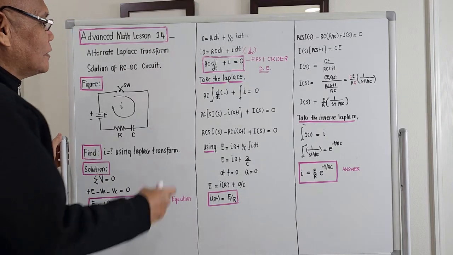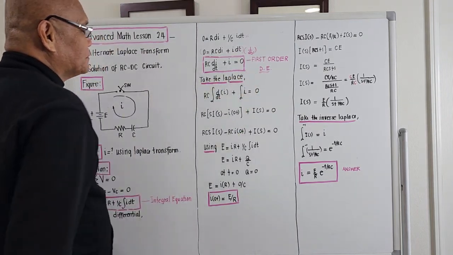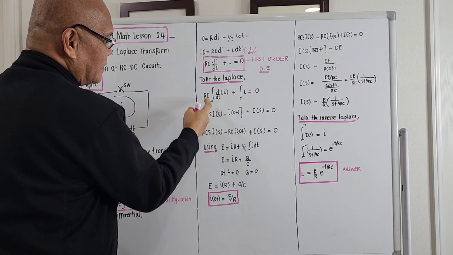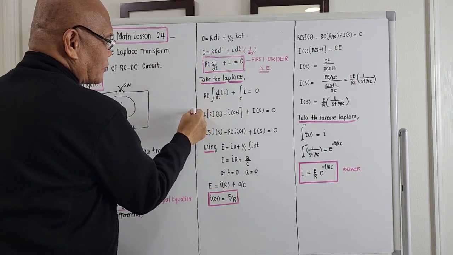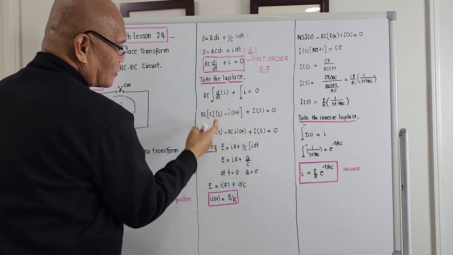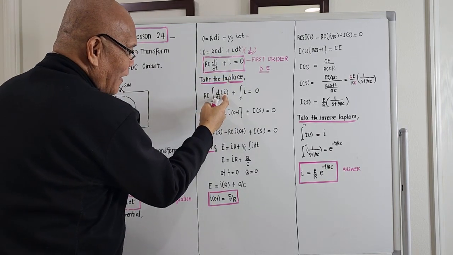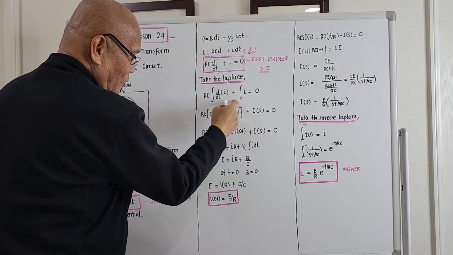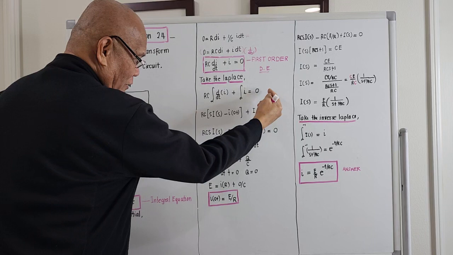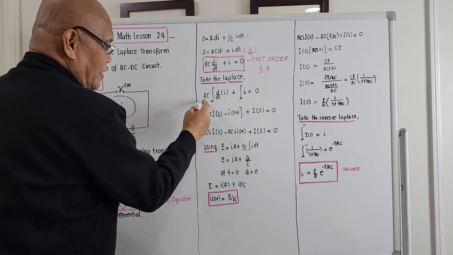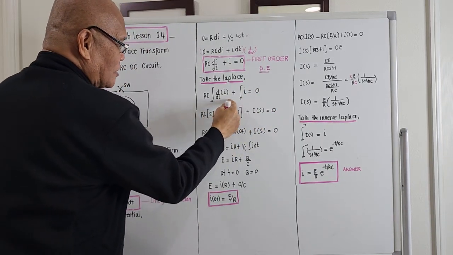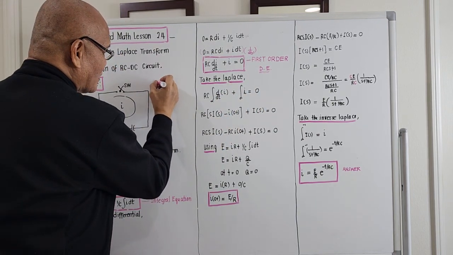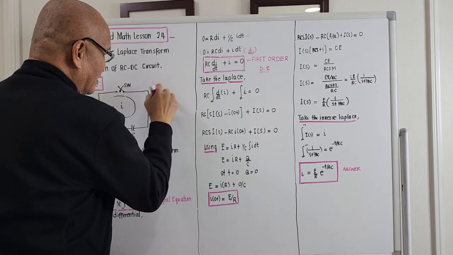Okay? Taking the Laplace of both sides. It should be RC, the Laplace transform of di dt, which is the derivative with respect to time of I, plus the Laplace transform of I, and this should be equal to 0. This is RC, and the Laplace transform of any derivative is actually S times capital I of S, what is this?